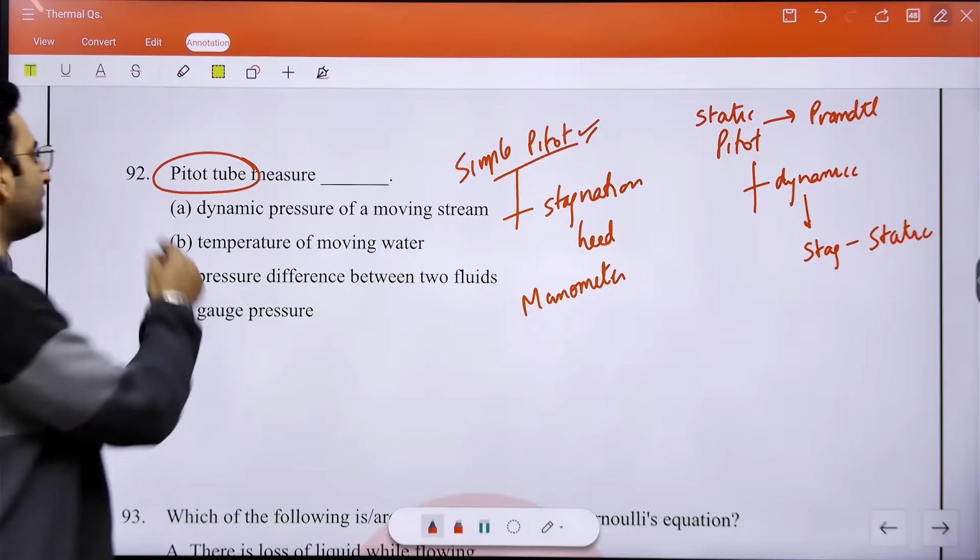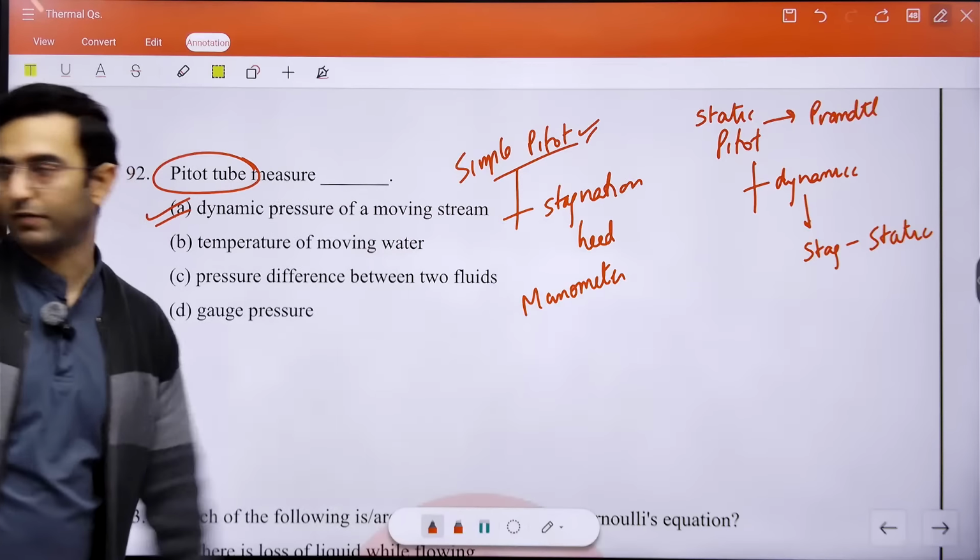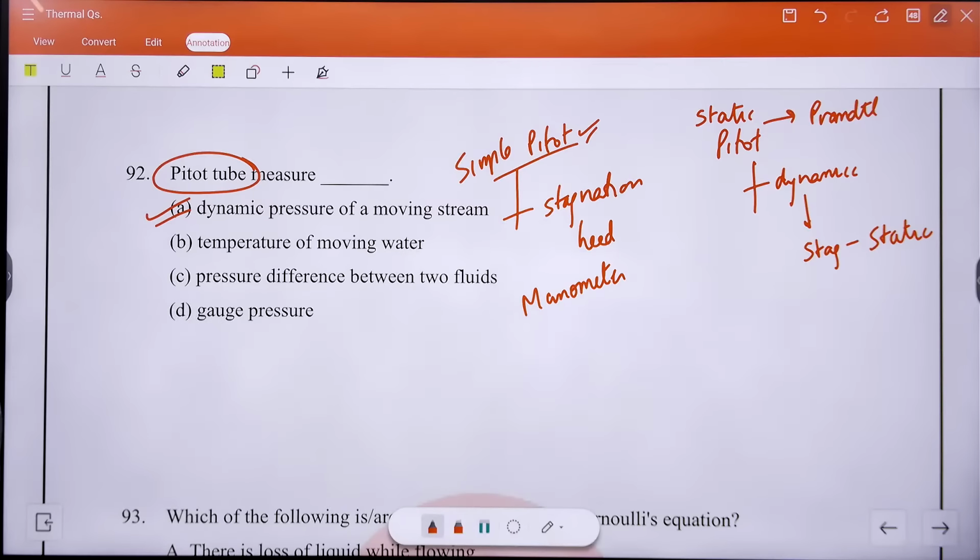So out of these four options here, I can mark option A as a correct answer, but it is not an accurate one here. Okay, but out of these four, you can mark it as an answer here.